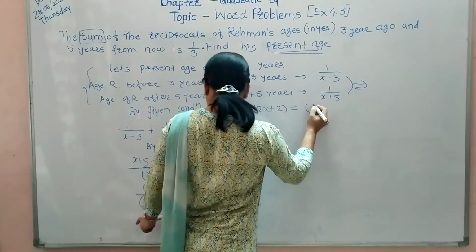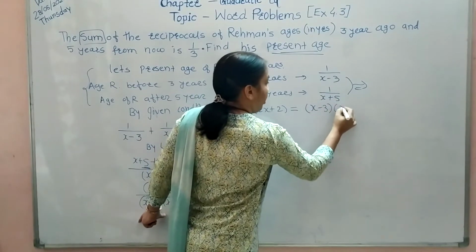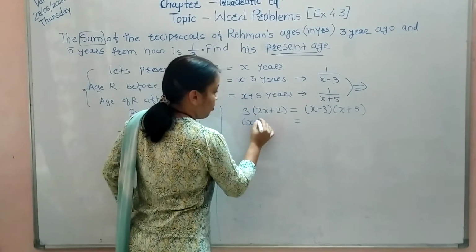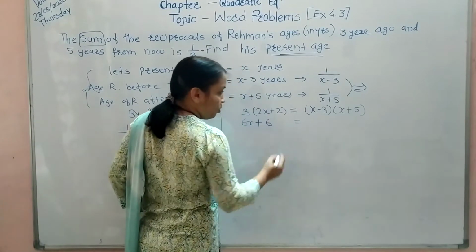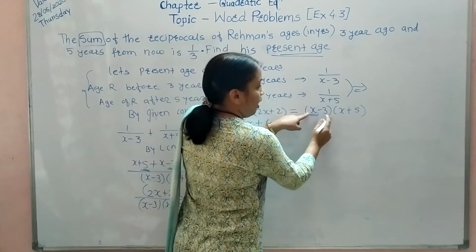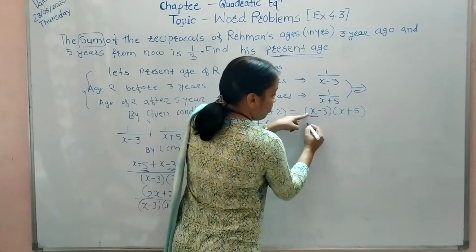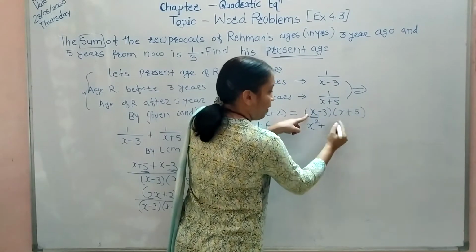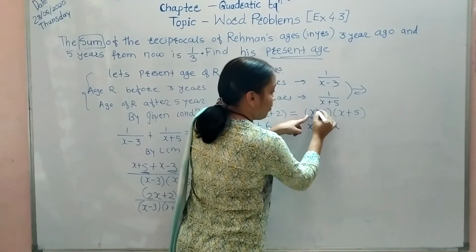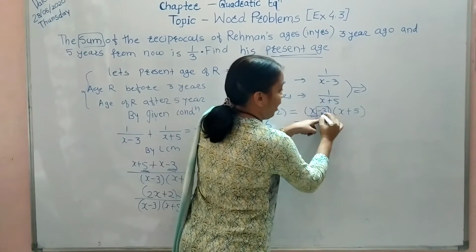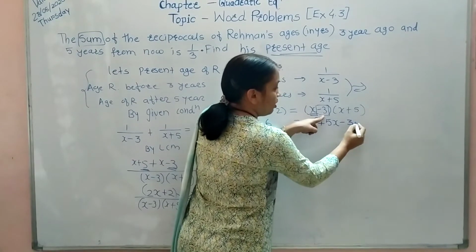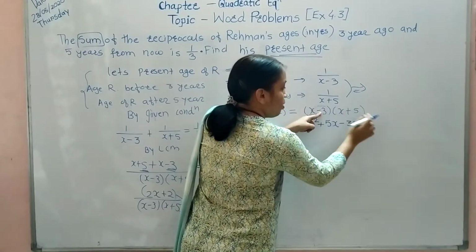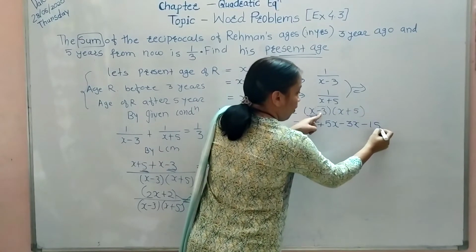These are in multiplication, so x minus 3 into x plus 5. Now just simplify: 6x plus 6. Now x is multiplied by this complete bracket. Therefore, x into x is x square, plus x into 5 is 5x. Now multiplying by minus 3 to the whole bracket, minus 3 into x is minus 3x, and minus 3 into 5 is minus 15.